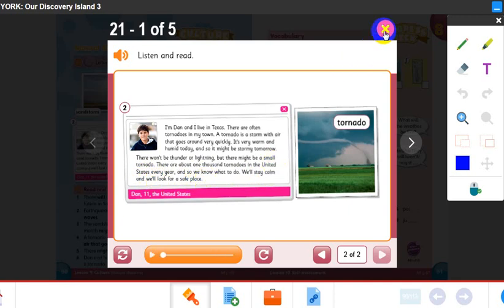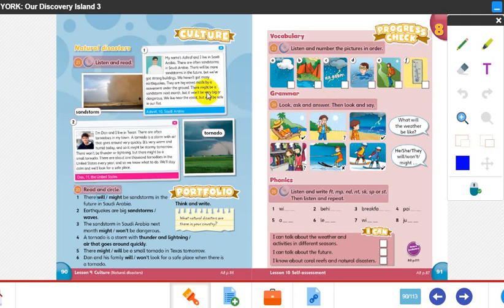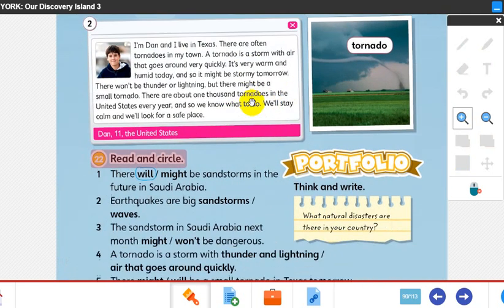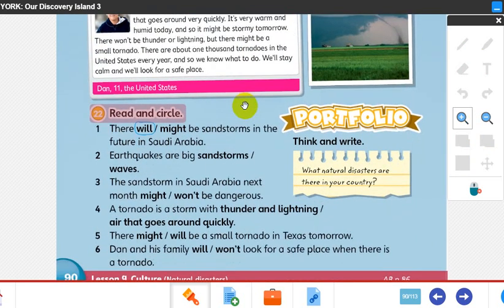Okay. So you can listen to the text more than one time, and you can read carefully so that you can be able to answer the questions. Here we have the questions, pupils book. Of course, the first one is done for you. There will be sandstorms in the future in Saudi Arabia. Here, will is used because we have high possibility. If it is low possibility, we would have used might.